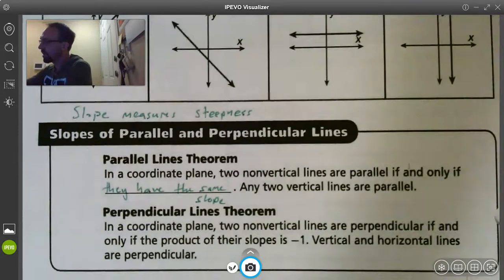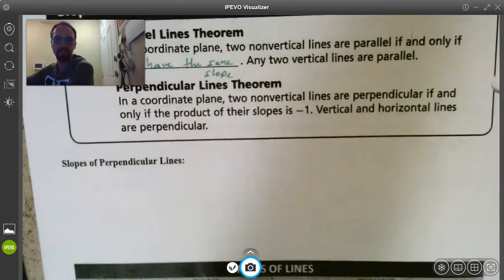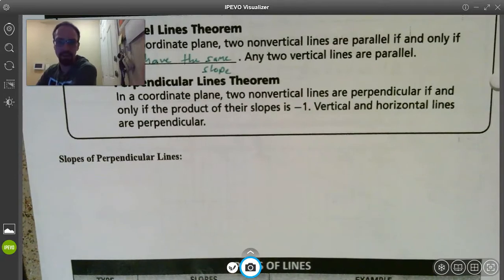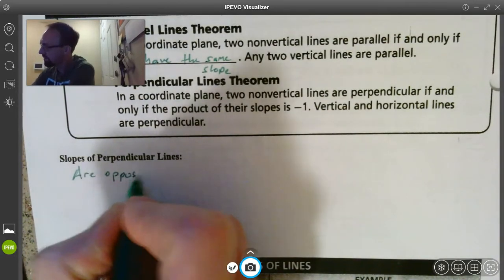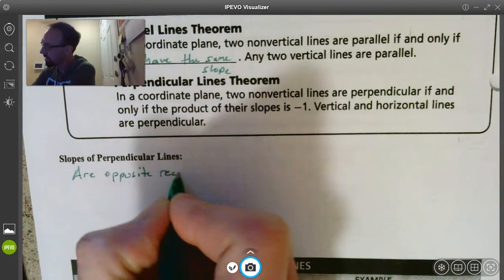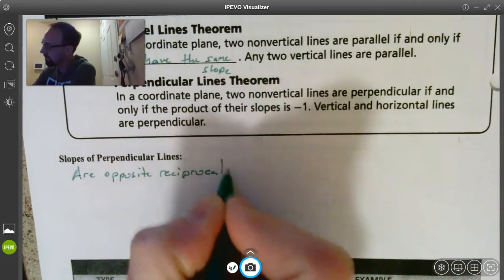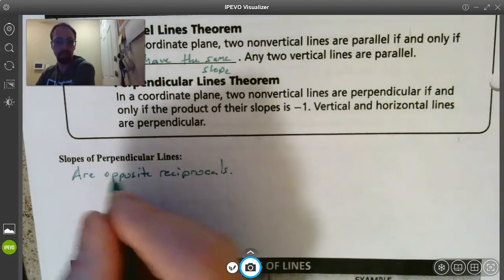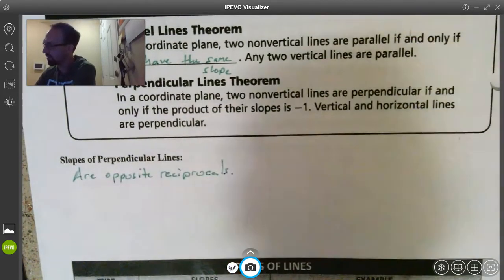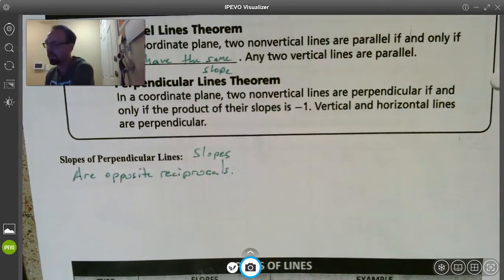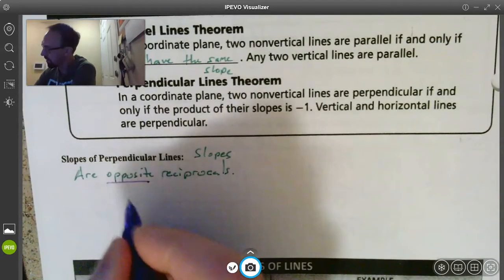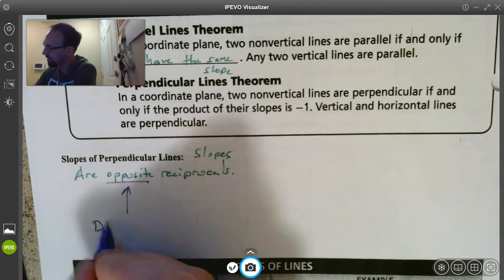we call that opposite reciprocals. So the slopes of perpendicular lines are opposite reciprocals. It means when we multiply them together, they will have different signs. So opposite means different signs.